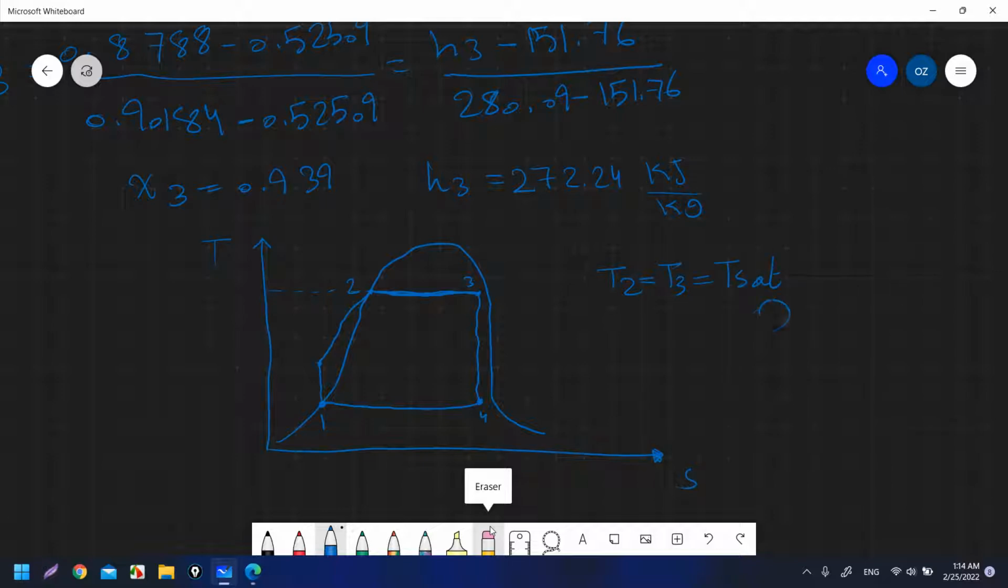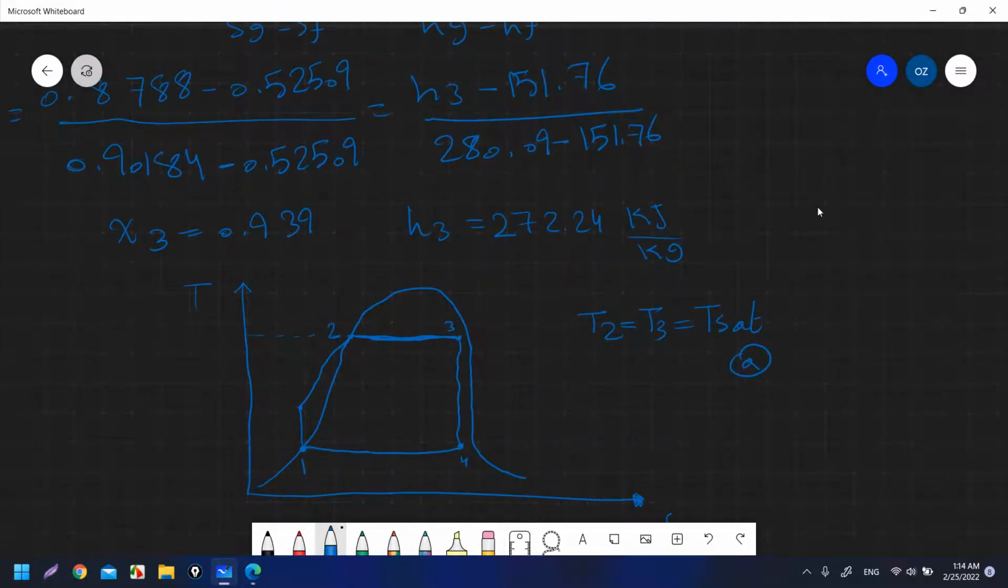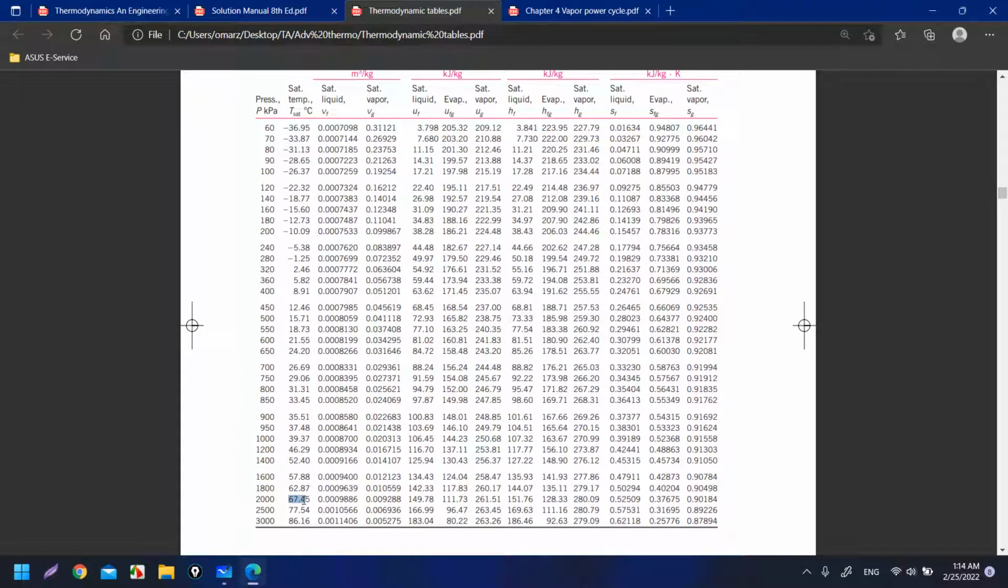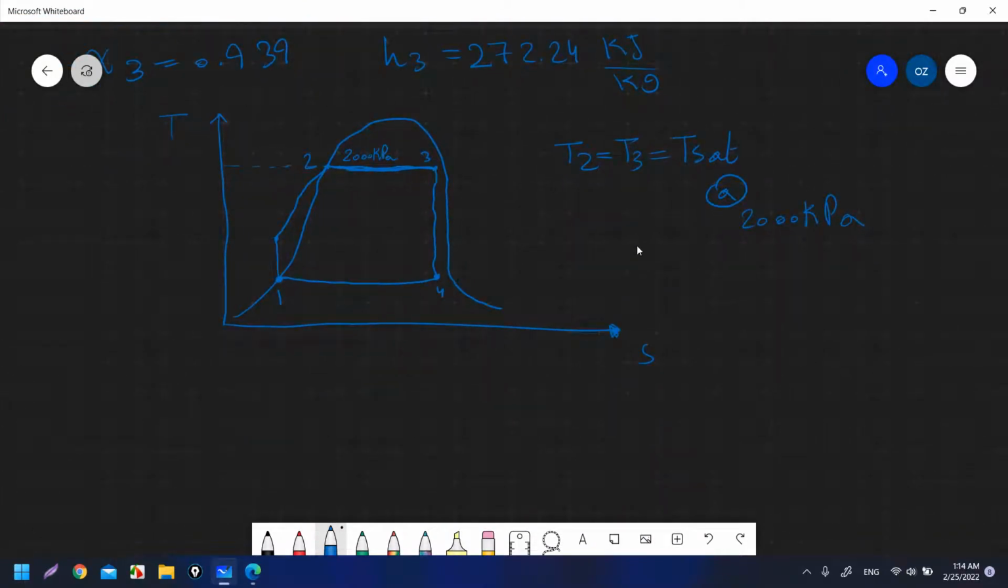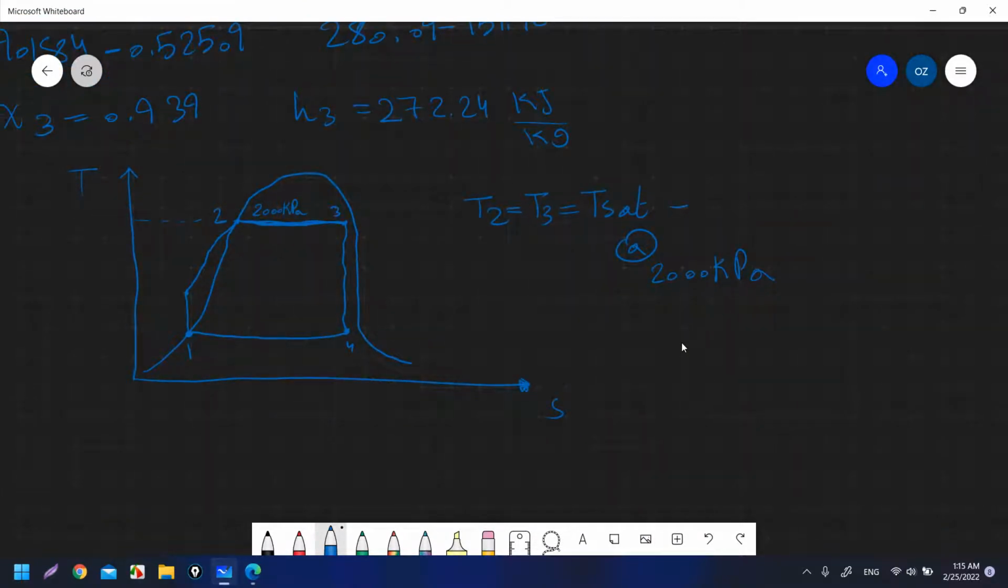Tsat at which pressure? At the pressure P2 equal to P3, which is what? Which was 2000 kilopascal or 2 megapascal, right? So at 2000 kilopascal. Okay, at 2000 kilopascal, T3 is equal to Tsat at 2000 kilopascal. So at 2000 kilopascal, T3 is what? Is equal to Tsat, which is 67.45. So now I find the first requirement, which is T3, and it is equal to 67.45 degrees Celsius.